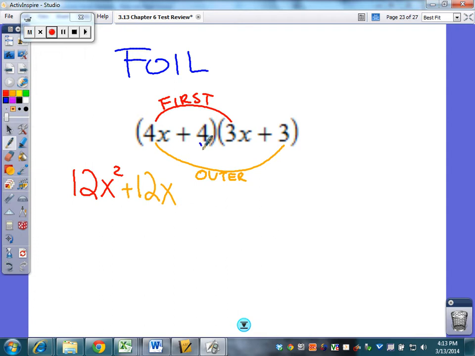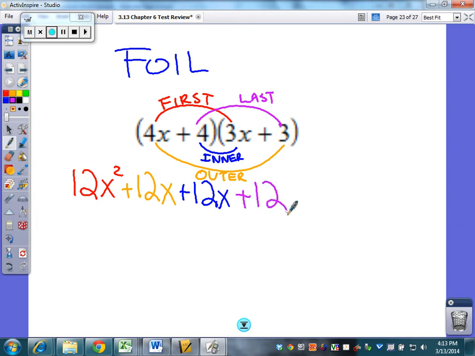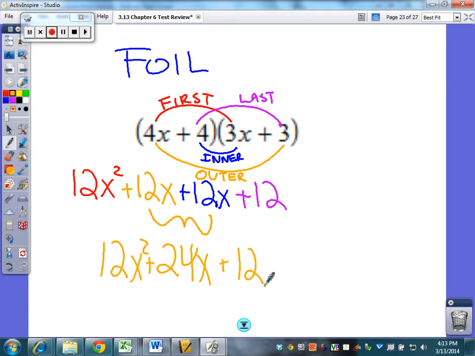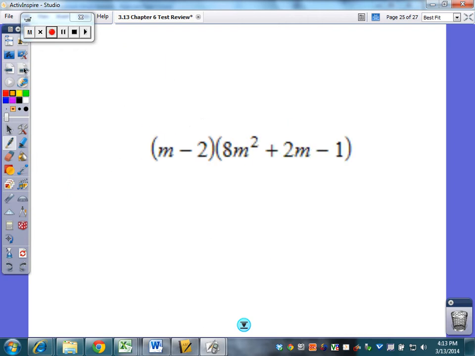Then we take our inner terms. 4 times 3x is 12x. Finally, we take our last terms. 4 times 3 is 12. When I combine like terms, 12x and 12x is 24x. And then we bring the 12x squared and the 12 down. This is my answer. Okay? If we use that as an example, we should be able to navigate through the next.